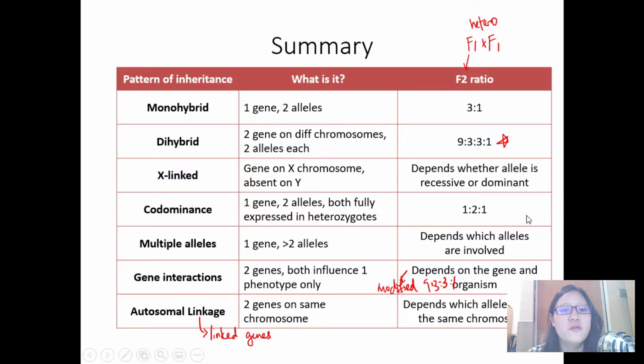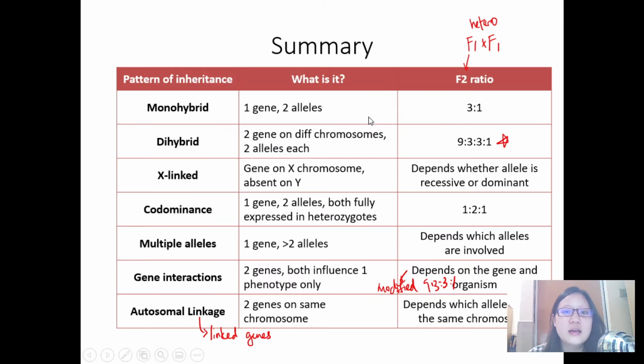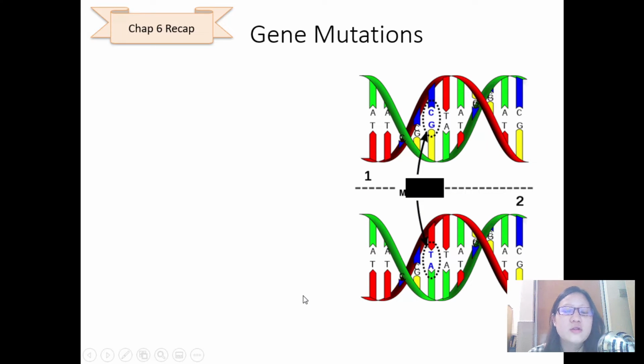And with that, we are ready to go into mutations. Now, mutations is something you have already learned in chapter 6 in AS, but now we're going to add on more examples to that, and also link it to the patterns of inheritance we already learned. So let's go into a little recap about chapter 6 first, and then I will tell you what diseases you should remember for the exam. So yeah, here's the chapter 6 recap.